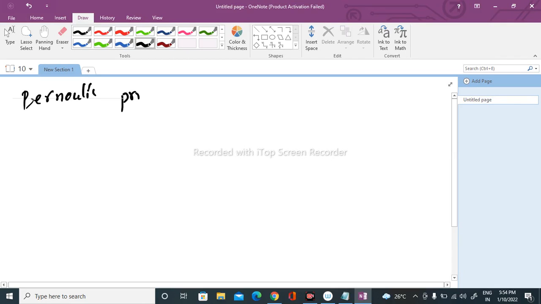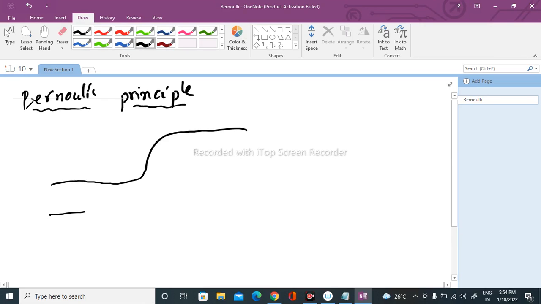Bernoulli's principle. Now, this comes in fluid mechanics basically. Suppose you have a pipe, okay, and water is flowing through the pipe.